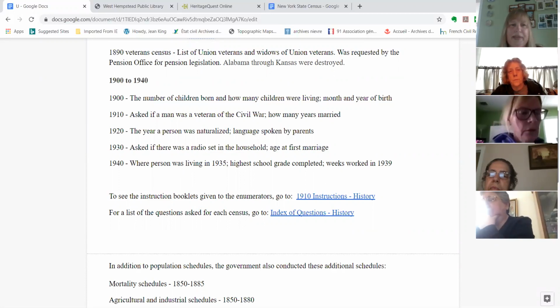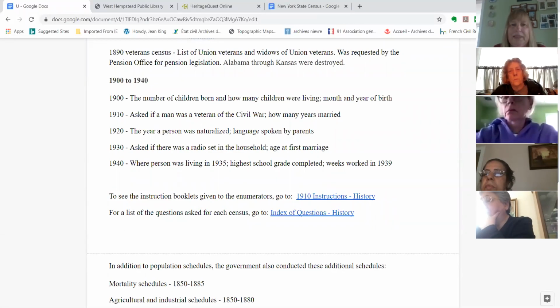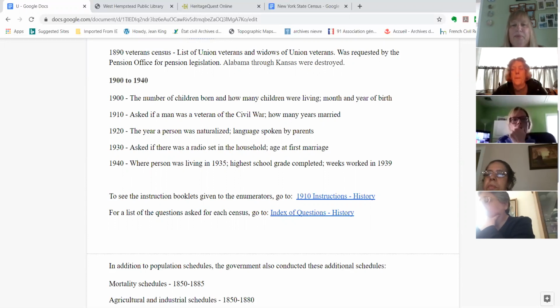And this one is very interesting because it asks the number of children born and how many of your children were still living when the census was taken. And this is the only census where the people put down the month and the year of their birth. You'll see in some other census records they ask the person's age, but they don't ask the month and year of birth, except on this one census.